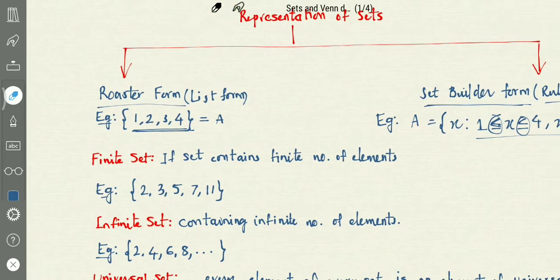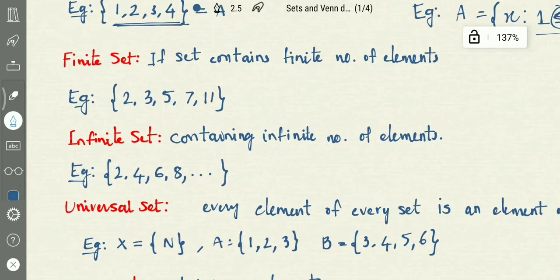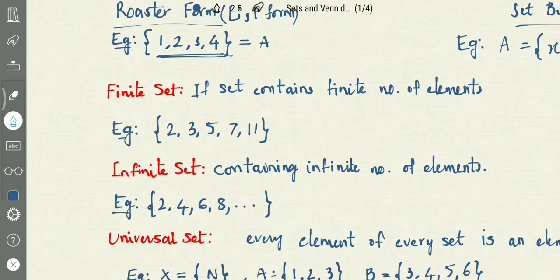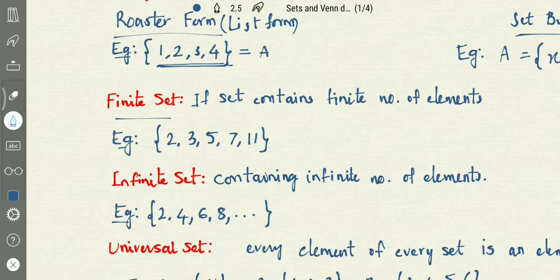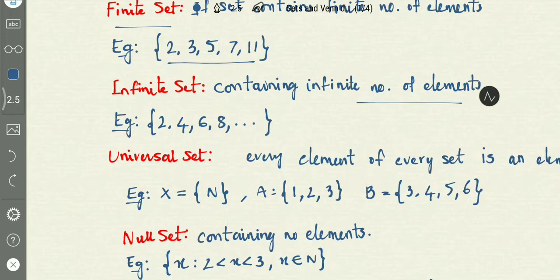So what is a finite set? These are the types of sets, different types of set. What is a finite set? If a set contains a finite number of elements, then it is called a finite set. For example, these are the prime numbers 2, 3, 5, 7, 11, prime numbers from 2 to 11. This is a finite set. What is an infinite set? A set containing infinite number of elements which are uncountable. So these are the numbers divisible by 2: 2, 4, 6, 8, 10, and so on.